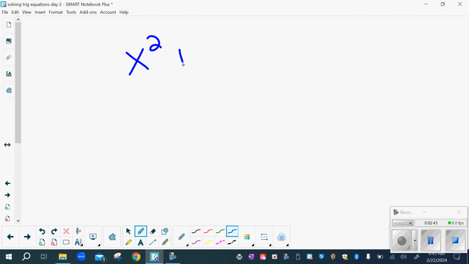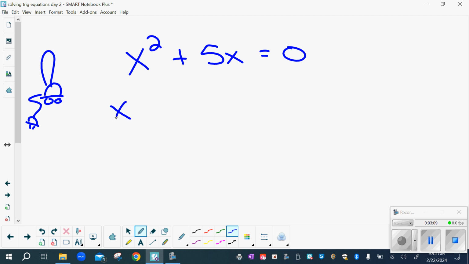X squared plus 5x equals 0. Now, the reason it's a 2-parter is because I have an x squared here and an x here. So I can't use my handy dandy square root tool. That's my favorite tool. But what I can do is I could pull out my vacuum again, right? So here he is. I'm going to pull out my vacuum cleaner. I'm going to vacuum this out. And I'm going to get x here, and I'm going to get x plus 5.